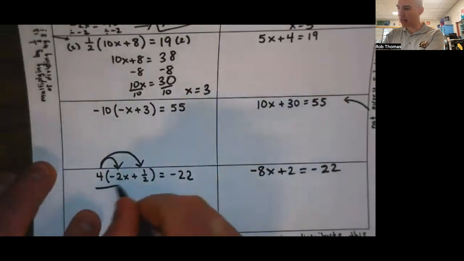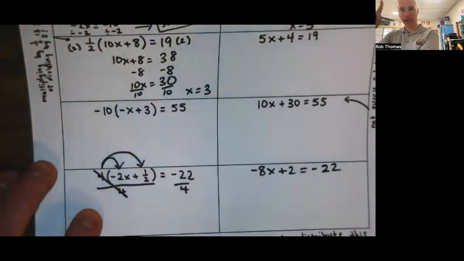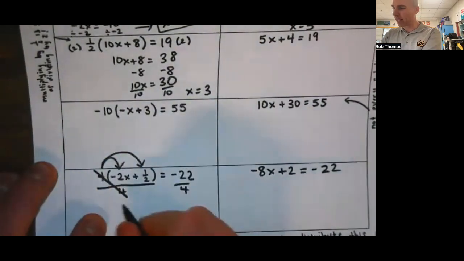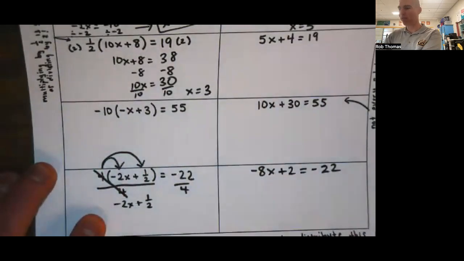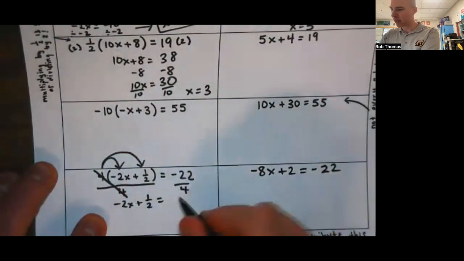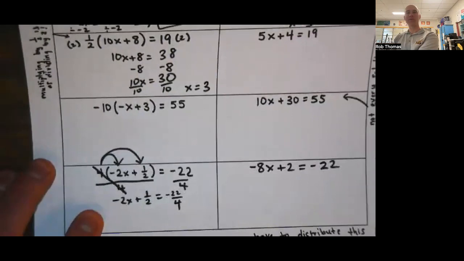I'm going to divide both sides by 4. So these 4s cancel out, as we say, and we get -2x plus 1/2 equals -22 over 4, I should say. All right, so I'm just leaving it as a fraction. It kind of doesn't look like this one's going to come out to a nice whole number.